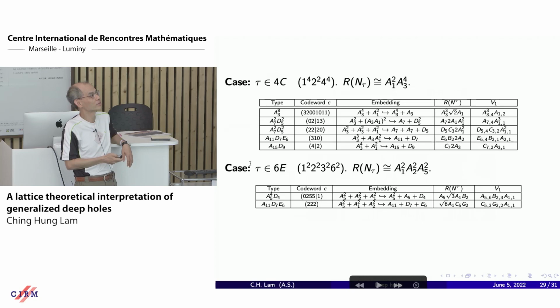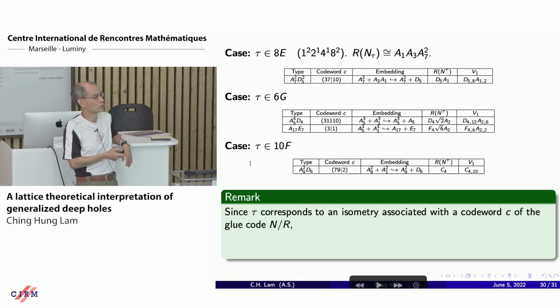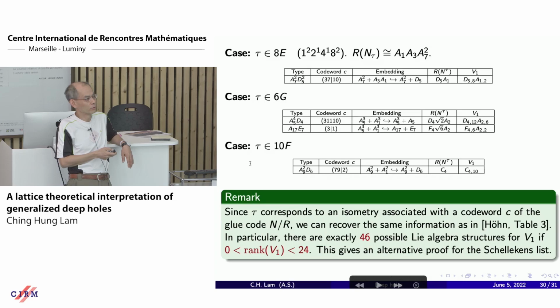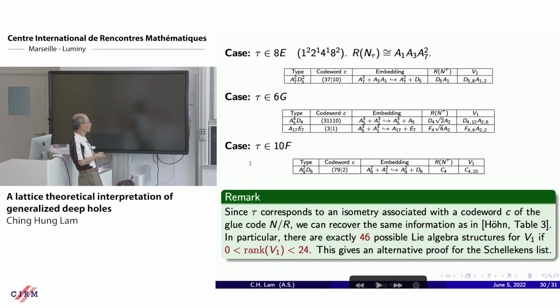Here is one thing I mentioned, because in Hearn's paper he talked about using the fixed-point automorphism using the glue code. Basically it's essentially the same as us. Because tau corresponds to an isometry of the glue code C, because C defines the gluing, and this C also tells me what the automorphism would be, because the automorphism should essentially act on the root system as a Coxeter element. So the C actually determines the automorphism also. You can recover basically everything in Hearn's paper, and then you will find there are 46 Lie algebras of V1 if the rank is bigger than 0 and less than 24. Basically, it's all the semi-simple case. And this gives you another proof that there are only 71 possible Lie algebras.